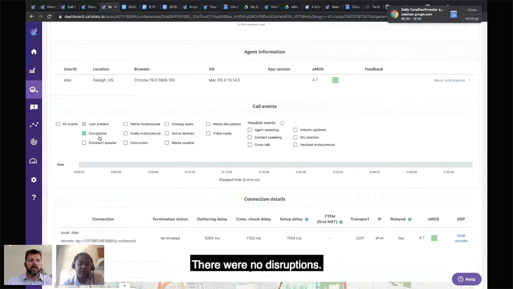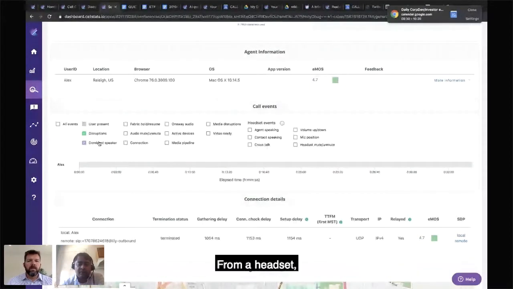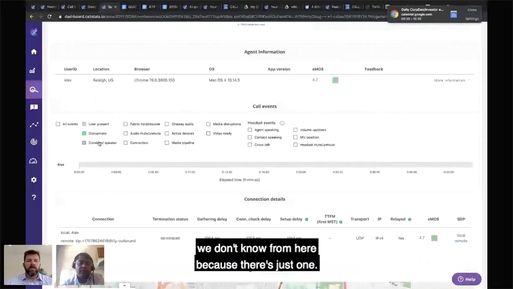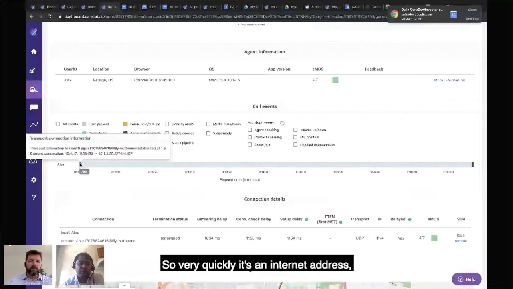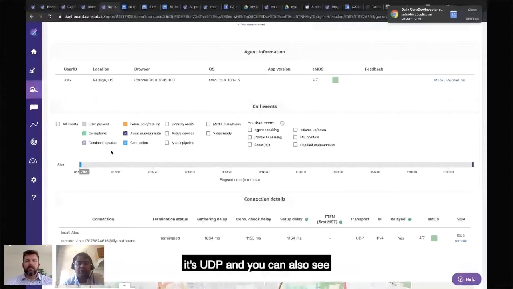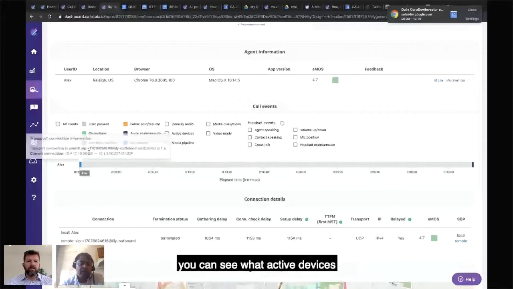There were no disruptions. Was there any speaker apart from himself? We'll know more from the headsets. We don't know from here because there's just one. We can look at some other metrics. You can see what the connections were, what IP addresses were used. You can see if it was UDP. So very quickly, it's a 10 address, it's UDP. And you can also see the phone number that was dialed out. If you just want to see if there was one-way audio, you can see what active devices there were.